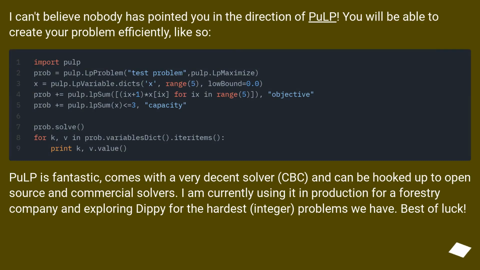I can't believe nobody has pointed you in the direction of Pulp. You will be able to create your problem efficiently, like so. Pulp is fantastic, comes with a very decent solver, CBC, and can be hooked up to open source and commercial solvers. I am currently using it in production for a forestry company and exploring Dippy for the hardest, integer, problems we have. Best of luck.